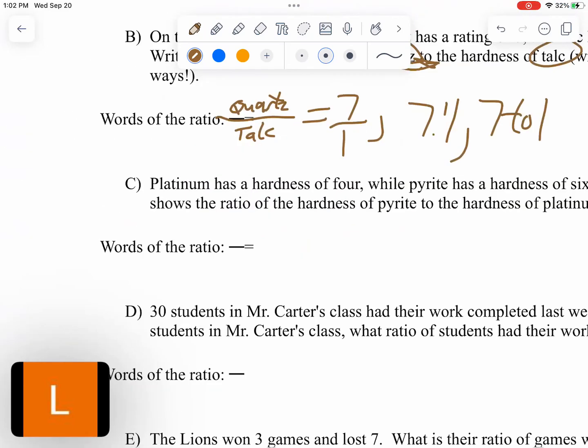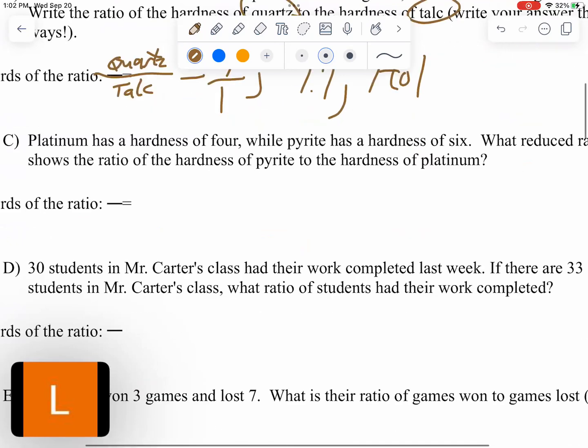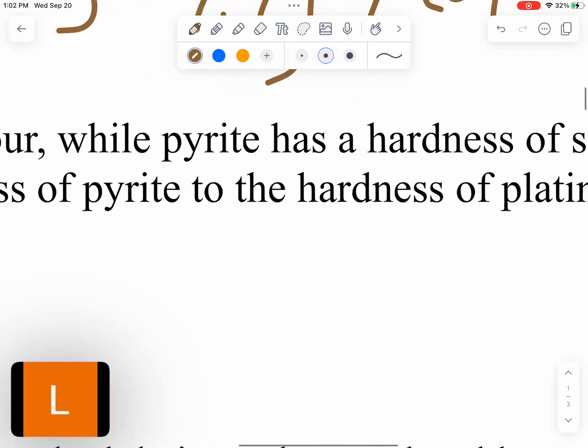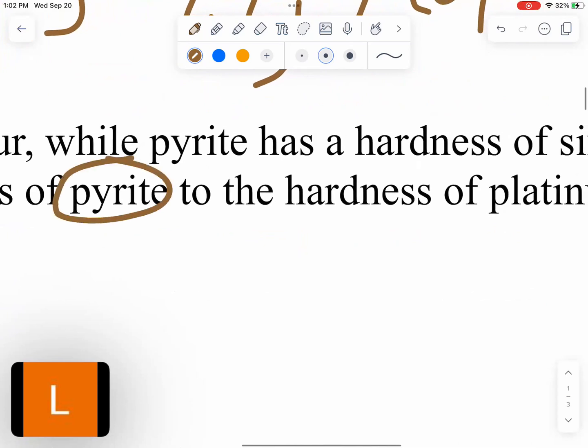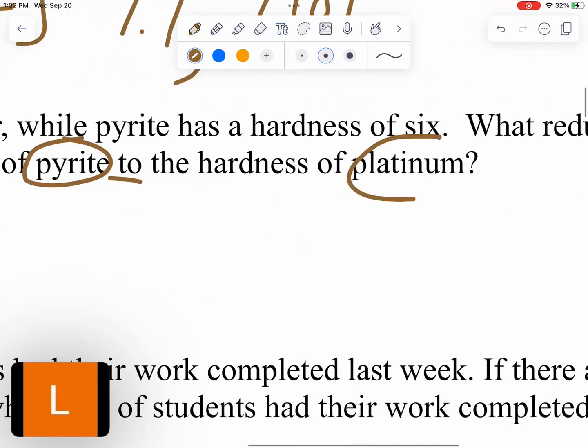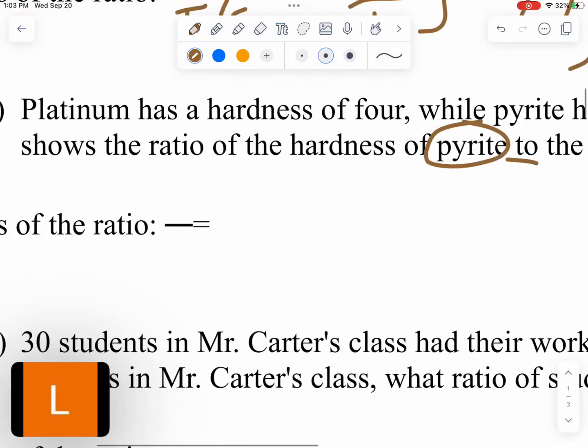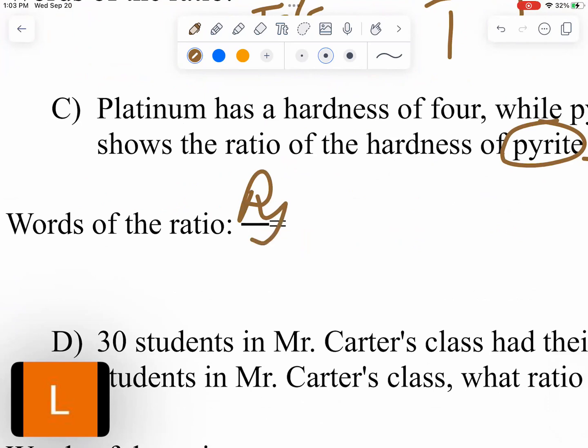Okay. Third one, platinum has a hardness of 4 and pyrite has a hardness of 6. What ratio shows the hardness of pyrite compared to platinum? So notice the order it asked for it in. It asked for pyrite to platinum in that order. Okay. So we need to write the wording down in that order. Pyrite over platinum.